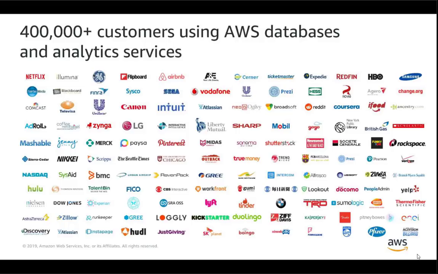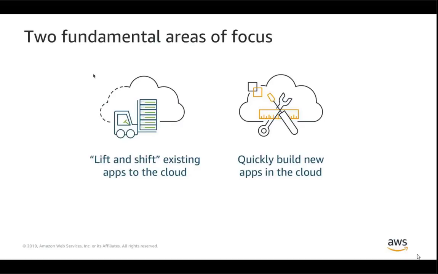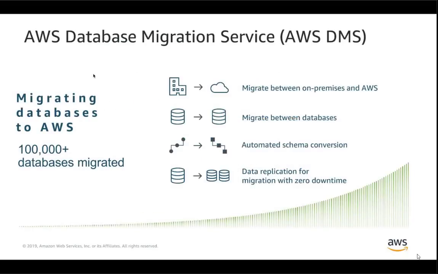All right, so when we talk to customers about their database decision, their database strategy, and where they're going, there's 2 general areas of focus. One is lift and shift, moving applications to the cloud, and the other is building net new applications. For lift and shift, the conversation is typically around, hey, I have this database that I'm running either on premises or on EC2.